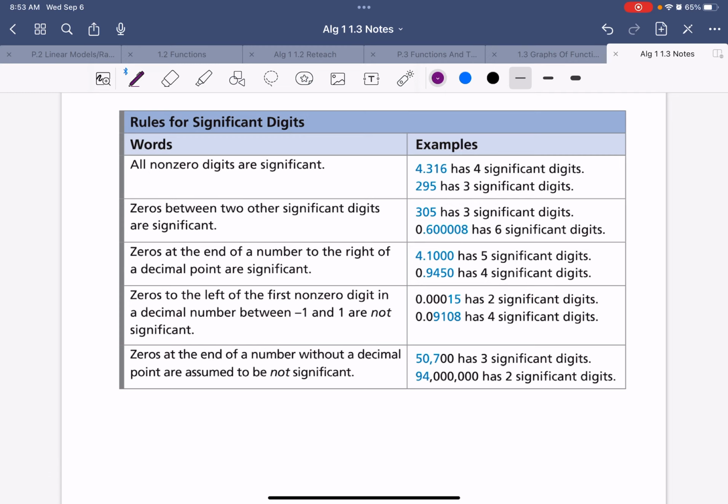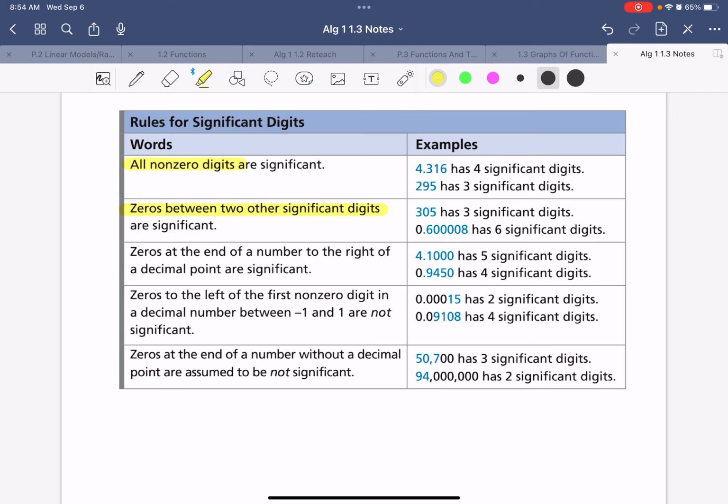So here are our rules for significant digits. All non-zero digits are significant. So for example, over here, 4.3161, those are all non-zero. There's 4 of them, so that's 4 significant digits. 295 has 3 significant digits. Zeros between: if we have zeros between 2 significant digits, they're significant. For example, in the number 305, the 0 is significant.